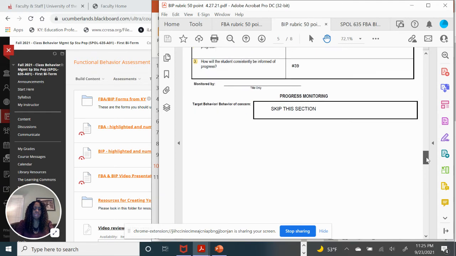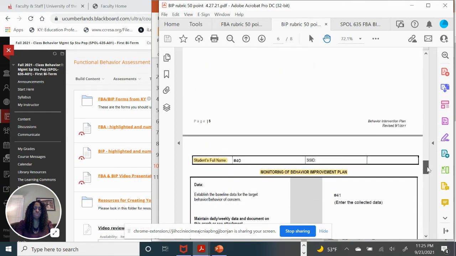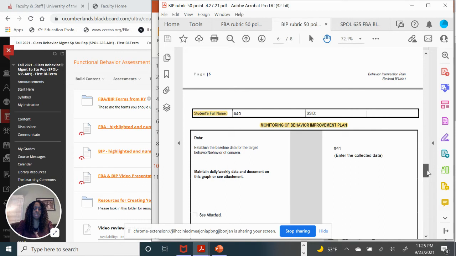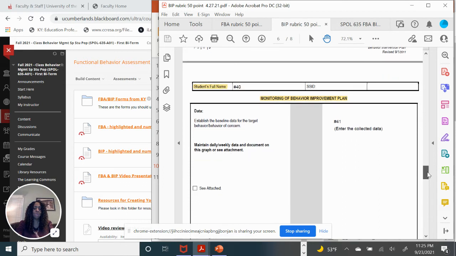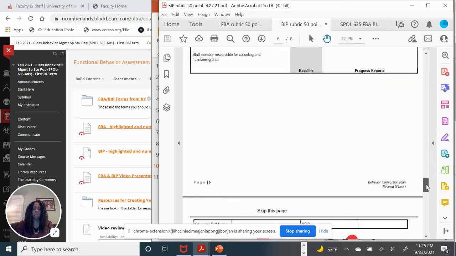Progress monitoring, this is a section you can skip because we're doing this one time. Like I said, it's a learning process. For this section here, this is where you would be including the data that you collected. Like I said, the one time you collect data, normally it would not just be 1 day of data. So provide me that information here.